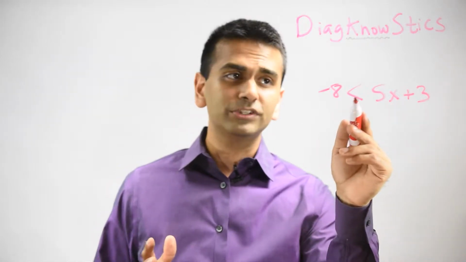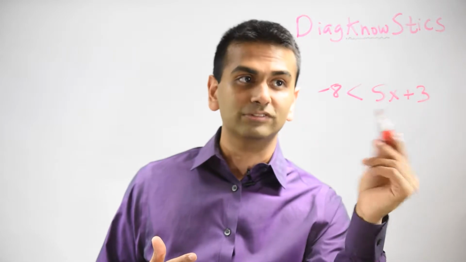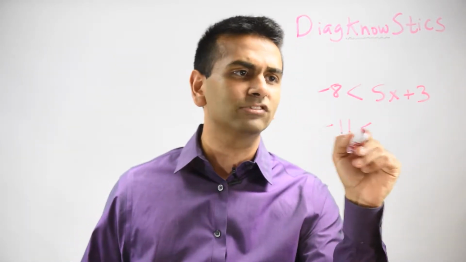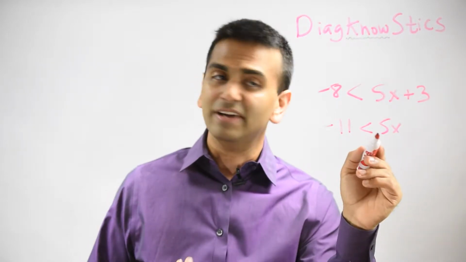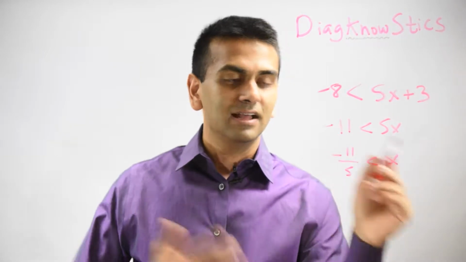So here, what would you do first? To solve for x, imagine if this were an equal, you'd subtract 3 from both sides. So -8 minus 3 is -11, I guess. And that's just 5x, and then just divide by 5. So this would be -11/5 less than x. And that's it.